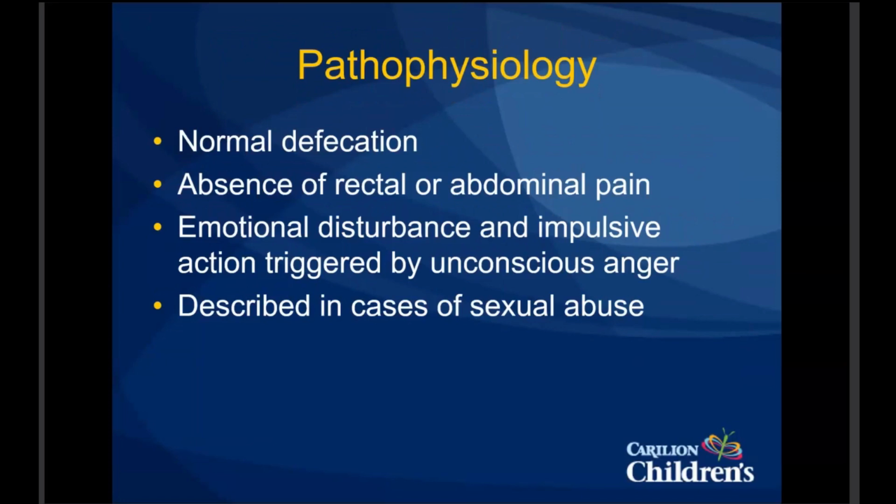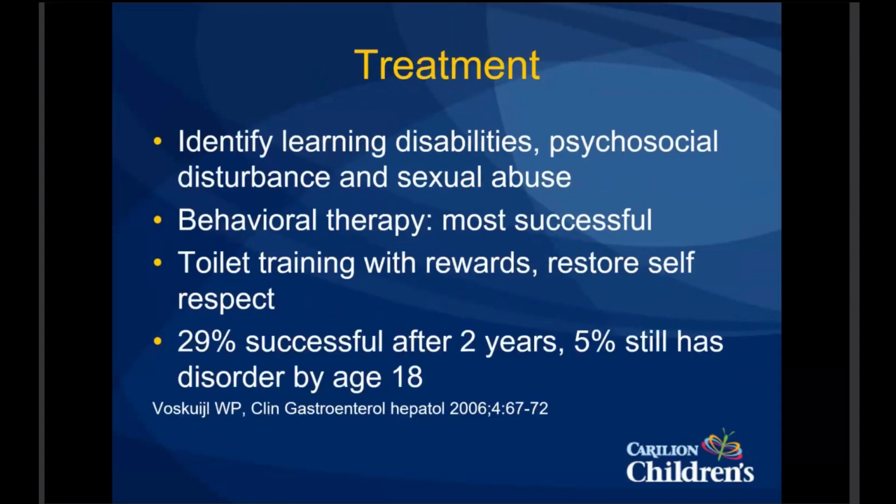It is quite common in patients that have been sexually abused, quite frequent. Actually, the ones that I've seen are mostly secondary sexually abused. The treatment is to identify these disabilities, psychosocial disturbance, sexual abuse, and then recommend behavioral therapy. A third of them will do better by 2 years, but still 5% will still have problems by age 18 years. So I'm going to do 2 questions quickly and then close.